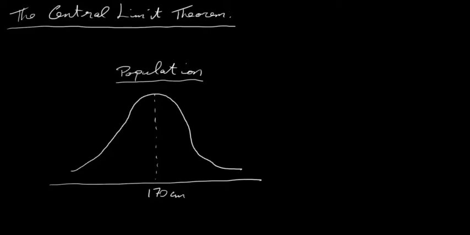Okay, so in this video I want to talk a little bit about the central limit theorem. I'm just going to start off by looking at a population distribution of, let's say, the heights of people in a particular country. So this is how the heights of people are distributed in a country. It's normally distributed, and let's say the mean of the entire population is 170 centimeters.